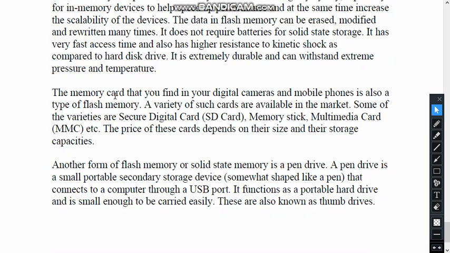So this is all about secondary memory, where we learned what secondary memory is and what the different types of secondary memory are, and its characteristics.